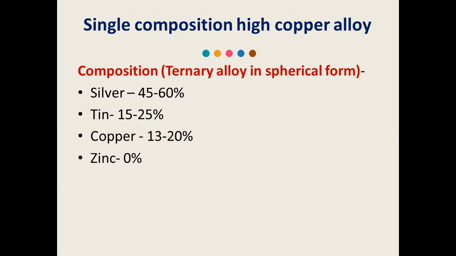Now let us see the single composition high copper alloy. In single composition high copper alloy, the best example is a ternary alloy in spherical form. Unlike the admixed alloy, each particle of the single composition alloy powder has the same composition. Therefore, they are called single composition or unicomposition alloys. The concentration of silver is about 45 to 60%, tin 15 to 25%. The copper content has again increased. In admix it was about 13%, and now in single composition it is around 13 to 20%. Zinc is 0%, and indium or palladium is added in a small amount.